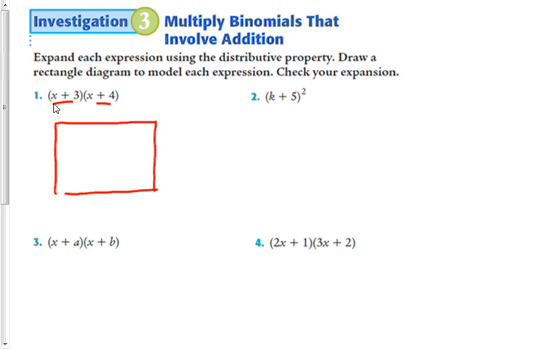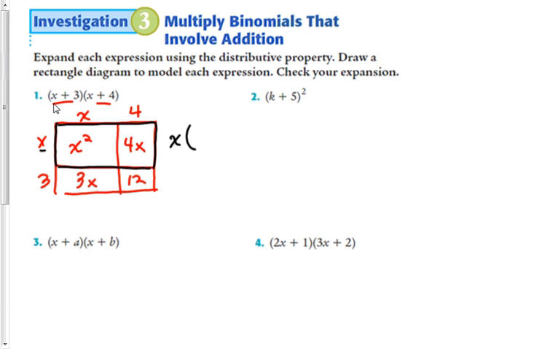And so we have x plus 3 for the width and x plus 4 for the length. Looks like that. And what I want you to think about here is, so if you remember, we'd have x squared here, 4x here, 3x here, and 3 times 4 is 12, right? But what I want you to think about is this. So here I have one rectangle that has a width of x and a length of, right here, x plus 4.